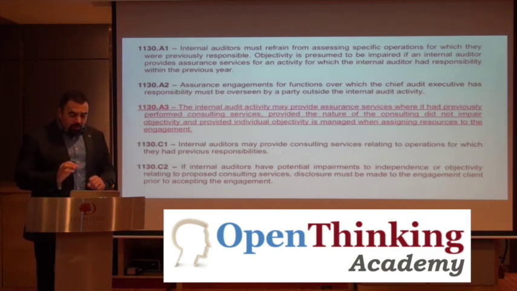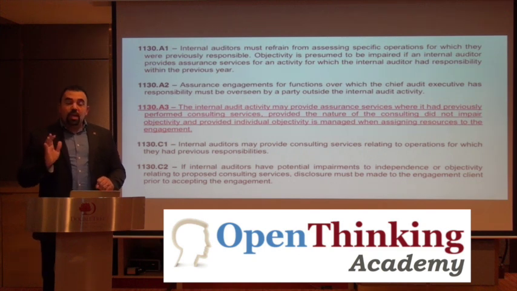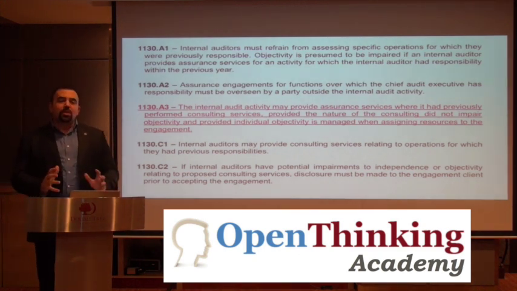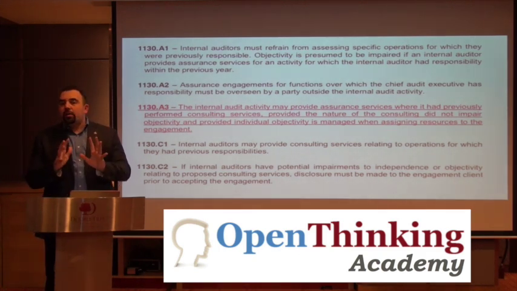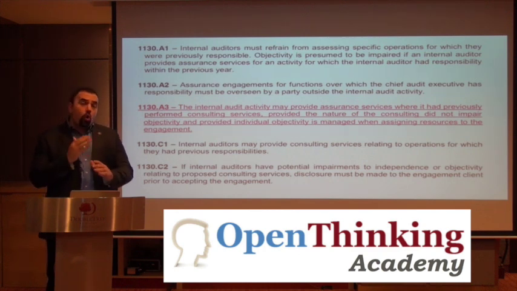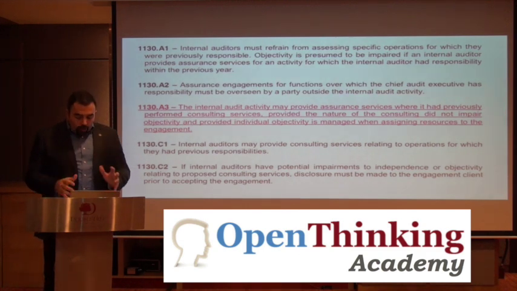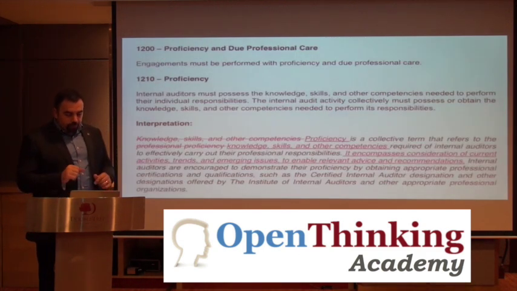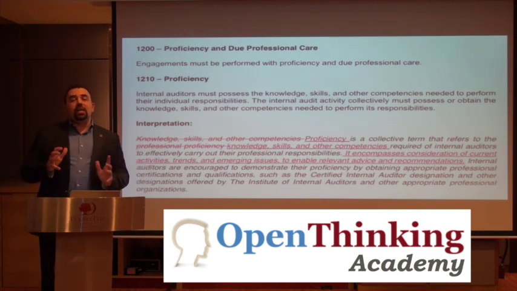They say if internal auditors have potential impairment to independence and objectivity relating to proposed consulting services, disclosure must be made to the engagement client prior to accepting the engagement. If they ask you to come and help in doing some consulting work, and you feel as an internal auditor that this consulting work may impair your ability in the future to do an objective and independent audit, you need to disclose that to ensure that everyone is aware of the consequences of this engagement. So that will cover the issues that we discussed related to independence and objectivity.